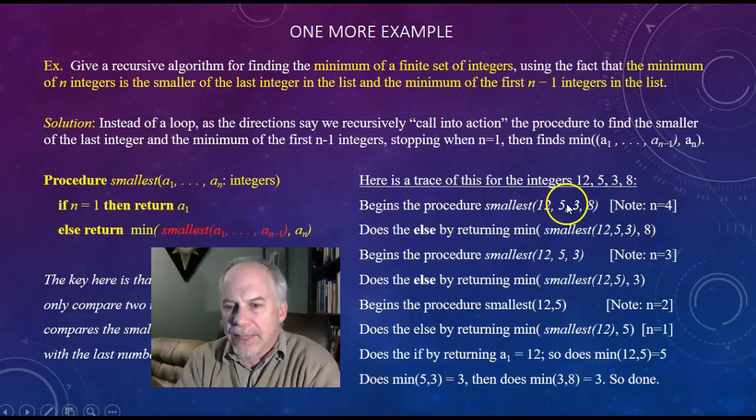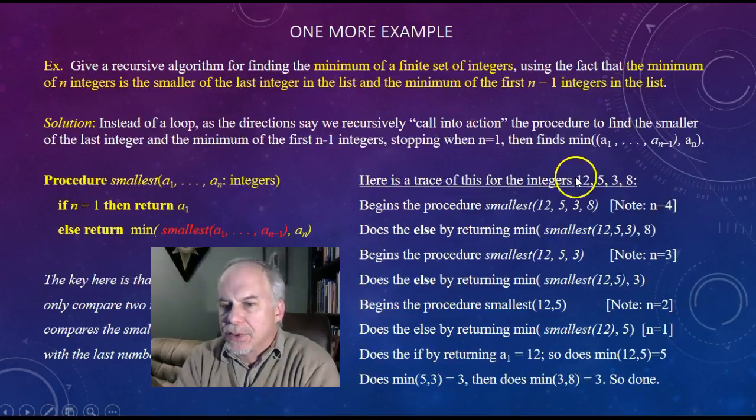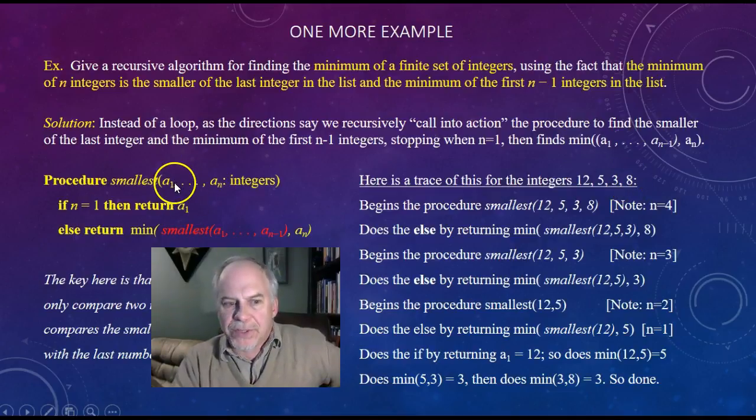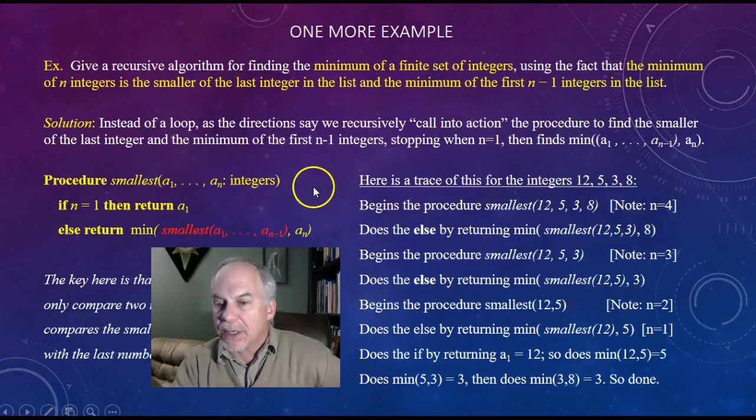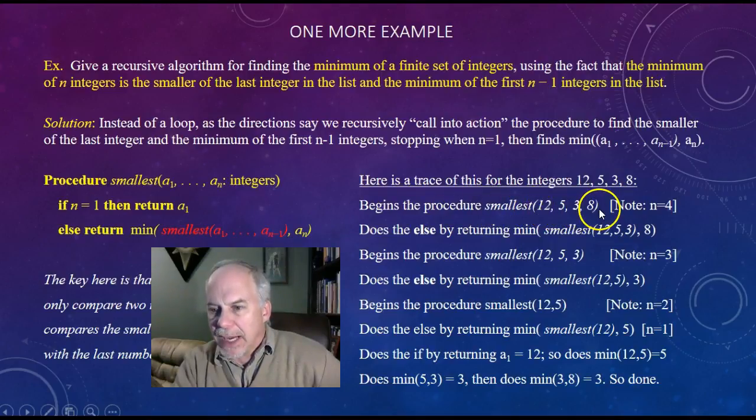Okay, so let's look at a trace of this procedure. In this trace, these are the numbers that we're going to plug in: 12, 5, 3, and 8. Those are your list of integers that will be inputted into this program because it's inputting a list of integers. So it begins the procedure and it inputs 12, 5, 3, and 8. And n is 4 in this case, so it knows how many there are.